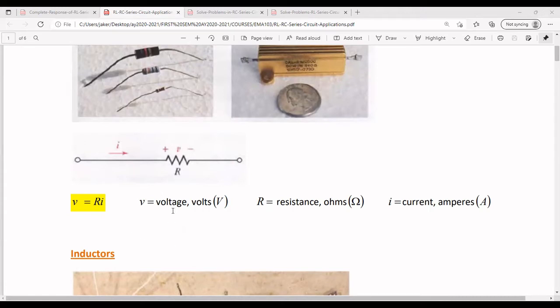Now, we have the voltage having the unit volts, the resistance having the unit ohms with this symbol, and the current having the unit amperes, represented as capital letter A. So these are the things that you need to know regarding the resistor.